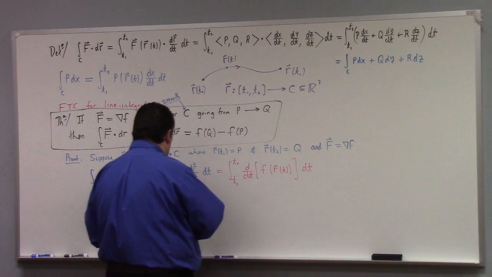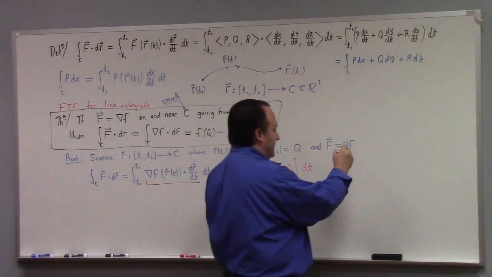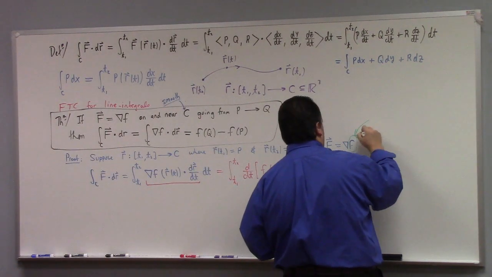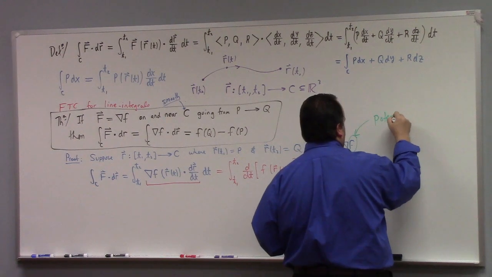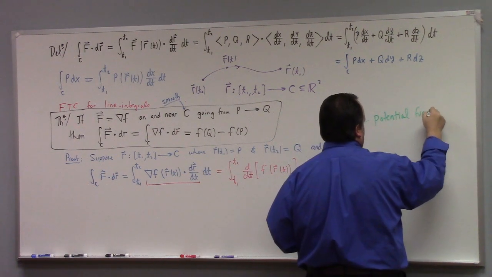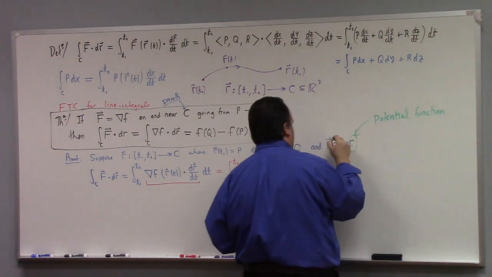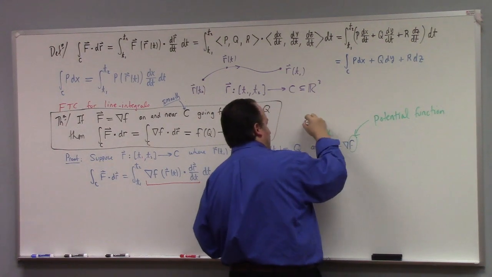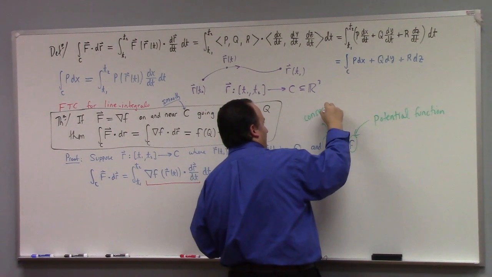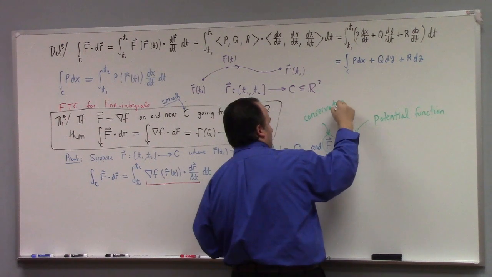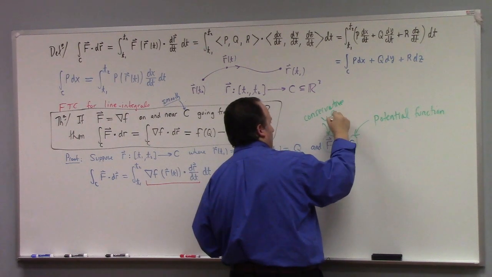And just to be clear, the little f is the potential function, and such an f is called a conservative vector field.